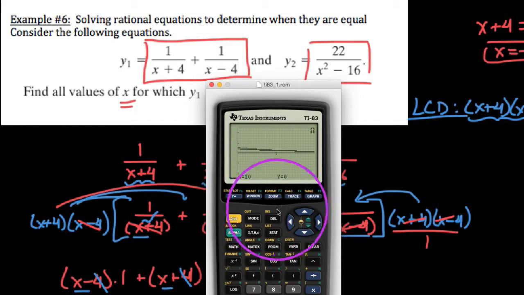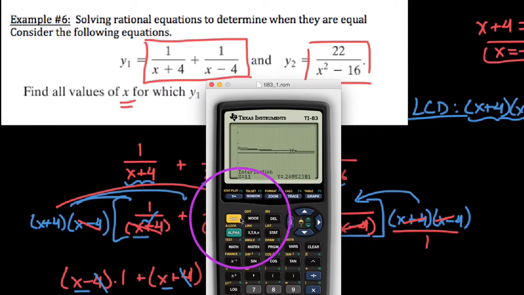And so we can certainly use the intersect function behind our trace key. We'd say second trace. We'll hit 5 for intersect. And it'll say first curve, second curve. I'm just going to hit enter and enter since we only have two curves out, and it says guess. So it says that these two curves have about this y value when x is equal to 11, okay? And so I would say that they do actually intersect there.